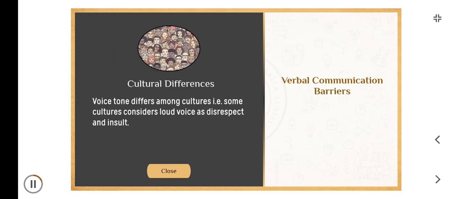Cultural differences. Voice tone differs among cultures. Example, some cultures consider loud voice as disrespect and insult.